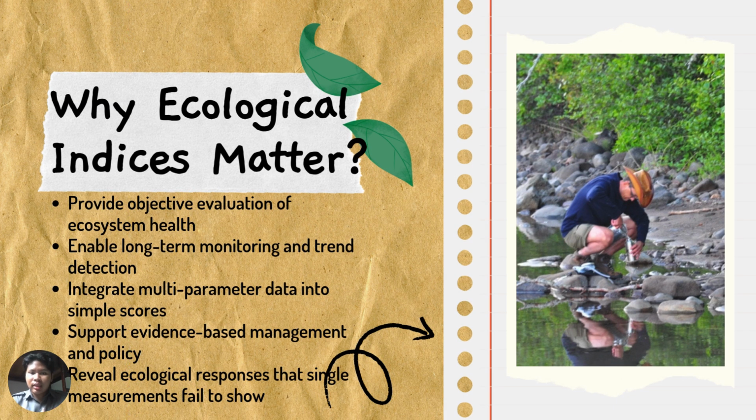And why do these indices matter? Because they let us do four crucial things. The first is provide objective evaluations of ecosystem health, and the second is detect long-term trends and ecological change, and the third is combine multiple parameters into one clear score, and the last is support evidence-based management and policy decisions. And most importantly, ecological indices reveal ecosystem responses that individual measurements simply cannot capture.